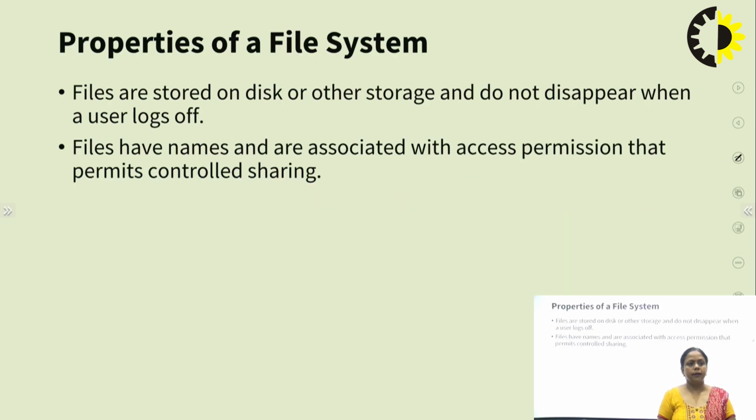Now, what are the main properties of a file system? Files are stored on disk or other storage and do not disappear when a user logs off. Files have names and are associated with access permissions that permit controlled sharing. Okay, we have some attributes of the file like name. With the help of name, we can open a file, we can access the file, we can save the file. That's why this is another property of a file.